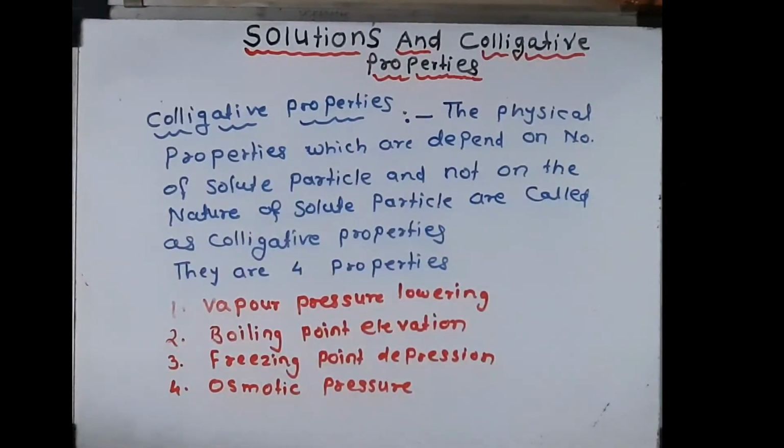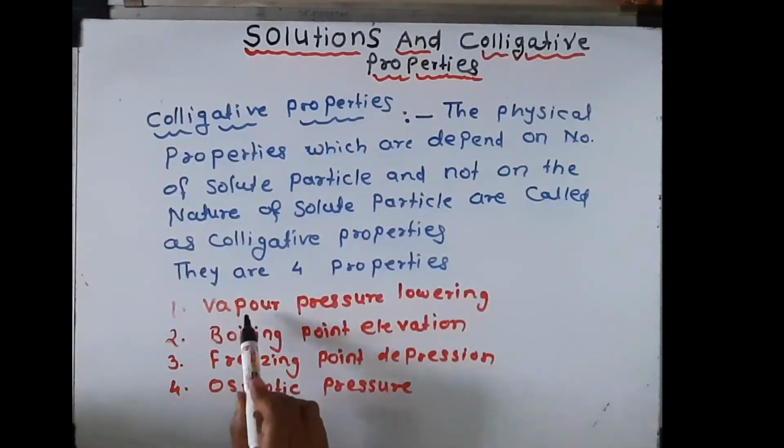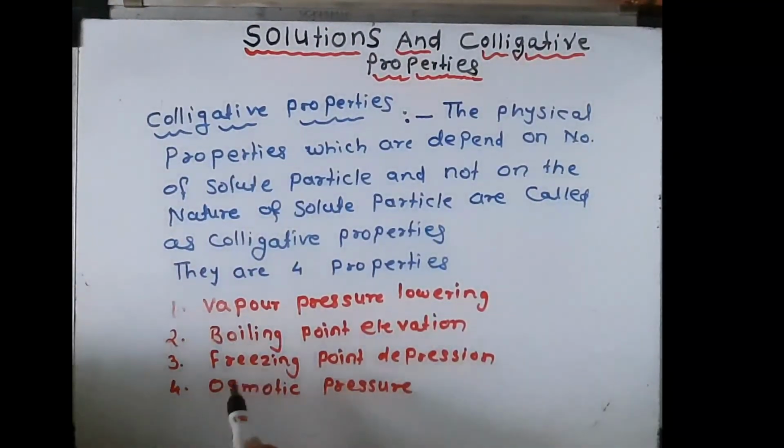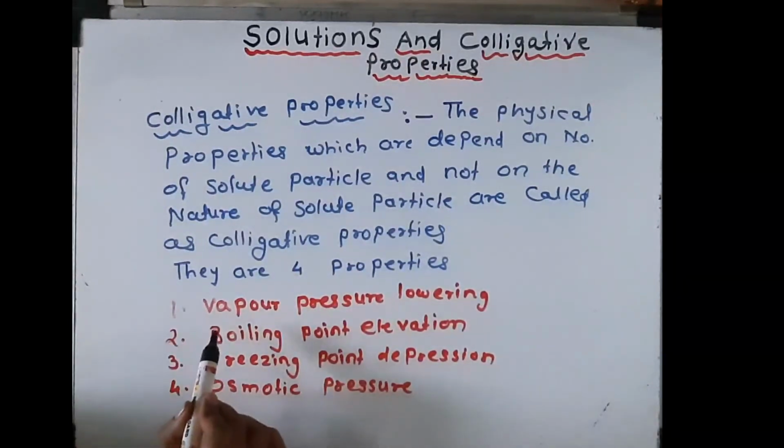So what is a colligative property? The properties which depend on the number of solute particles and not on the nature of the solute particles, and there are four of them. The first colligative property is vapor pressure lowering. Second is boiling point elevation. Third is freezing point depression, and fourth is osmotic pressure. Now I am going to teach you these properties in detail. In each video I will teach you one property in detail.